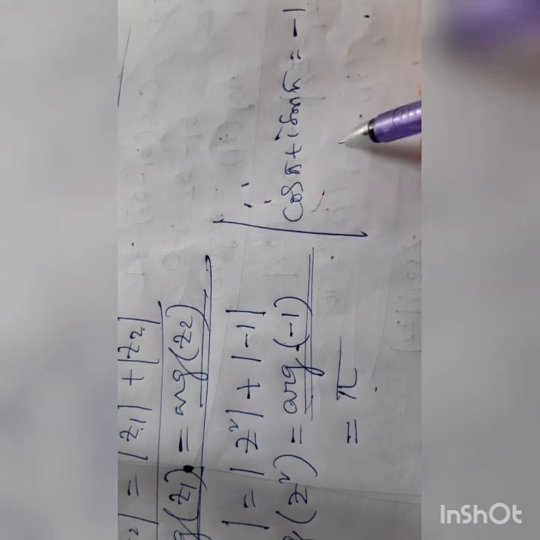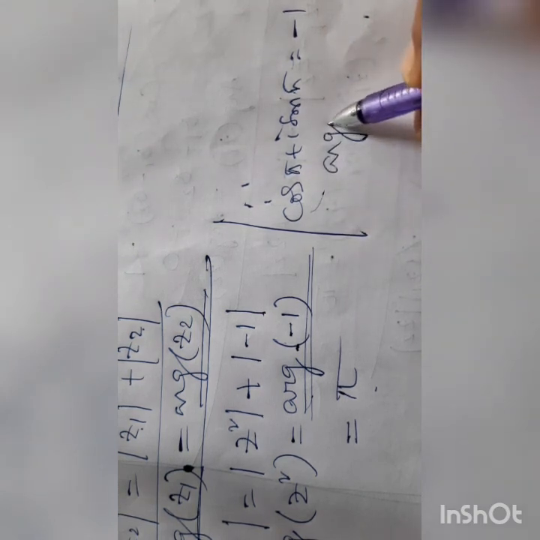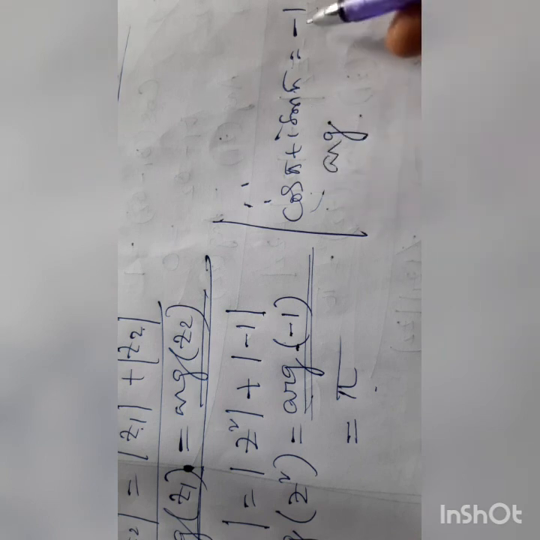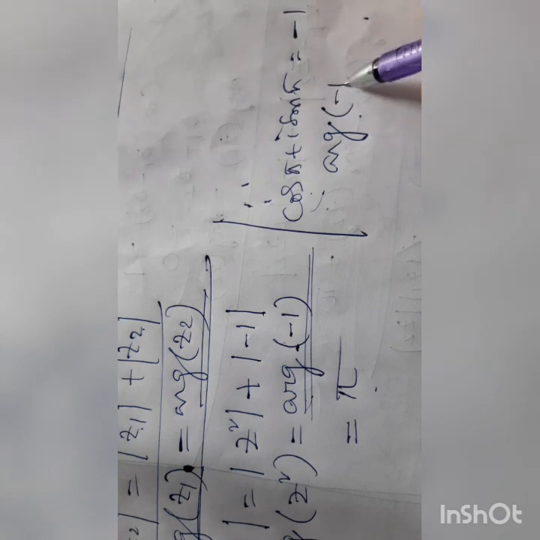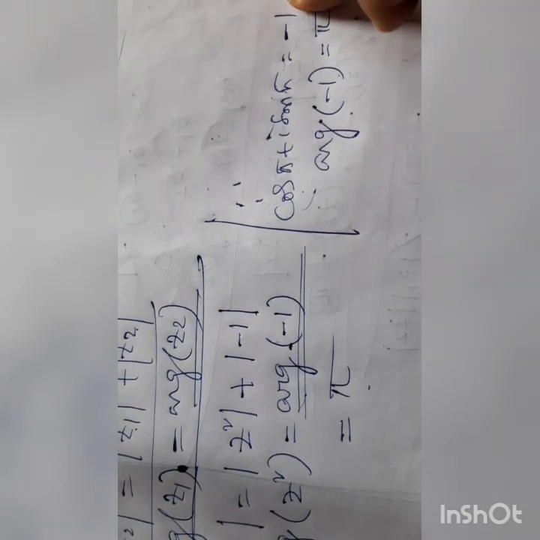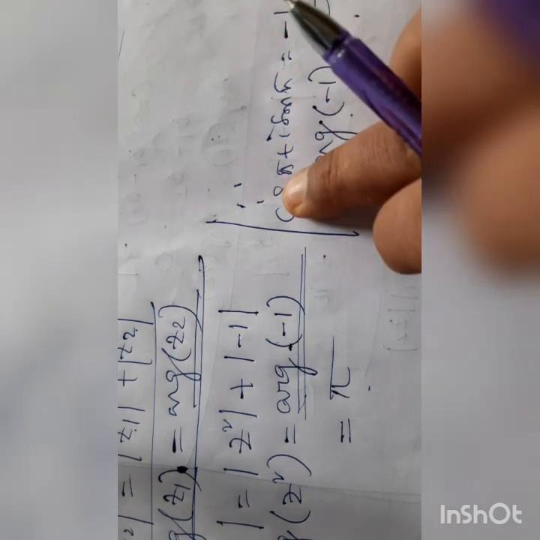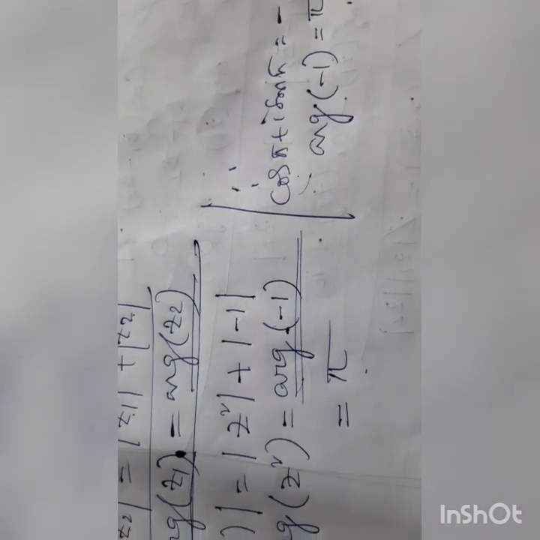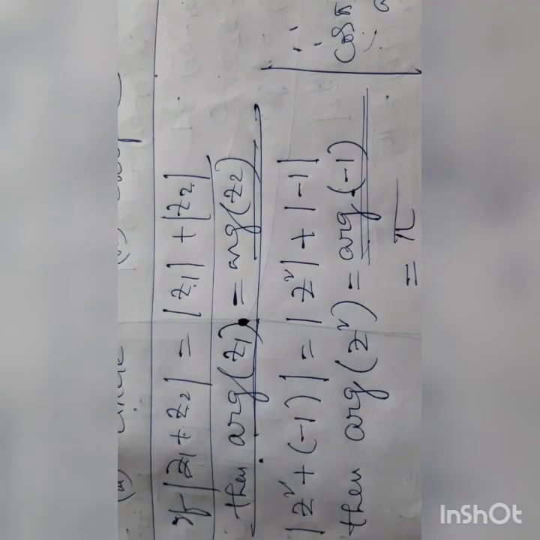What is this? Arg of minus 1 equals pi. The complex number minus 1 is this. So what is its argument? Pi. So arg of minus 1 is pi.